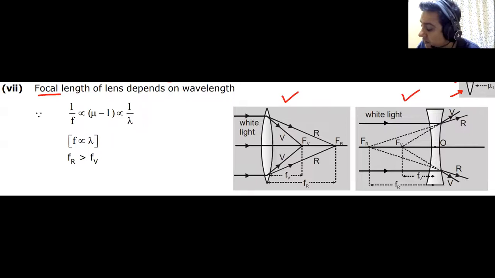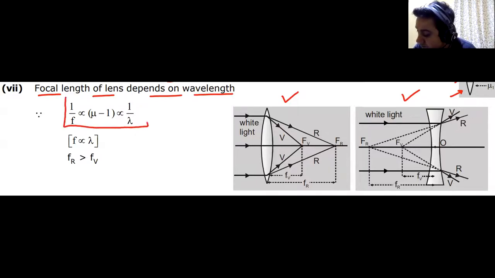Remember, the focal length of a lens depends on the wavelength of light. And this is what you have to remember. 1 by f is proportional to mu minus 1. We have already seen that. But this mu minus 1 is also proportional to 1 by lambda.